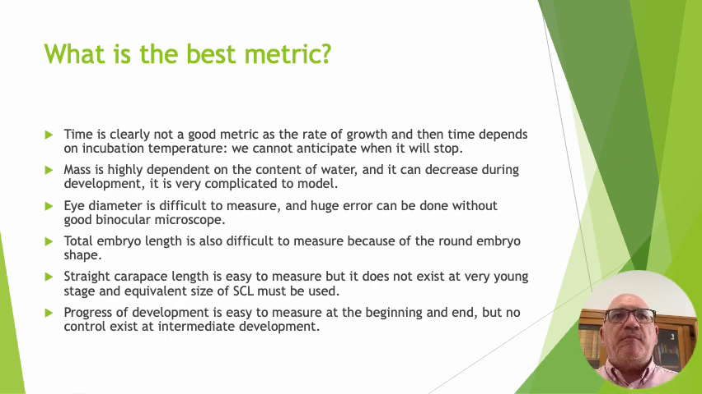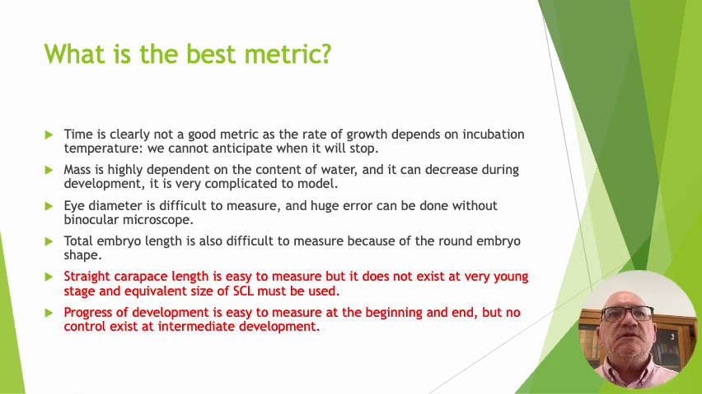The progress of development is easy to measure at the beginning and end, because it will be 0 and 1, but at intermediate development we don't have an easy way to say that we are at the middle of the development. We will see this later. Then, in literature, the last two have been used. We will explore both to see their strengths and weaknesses.